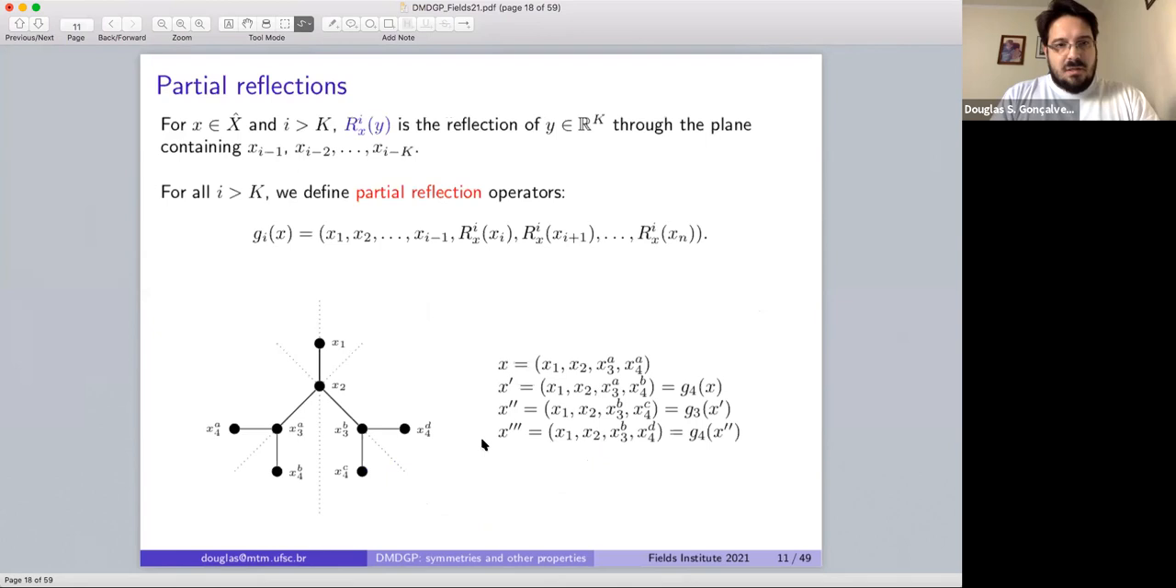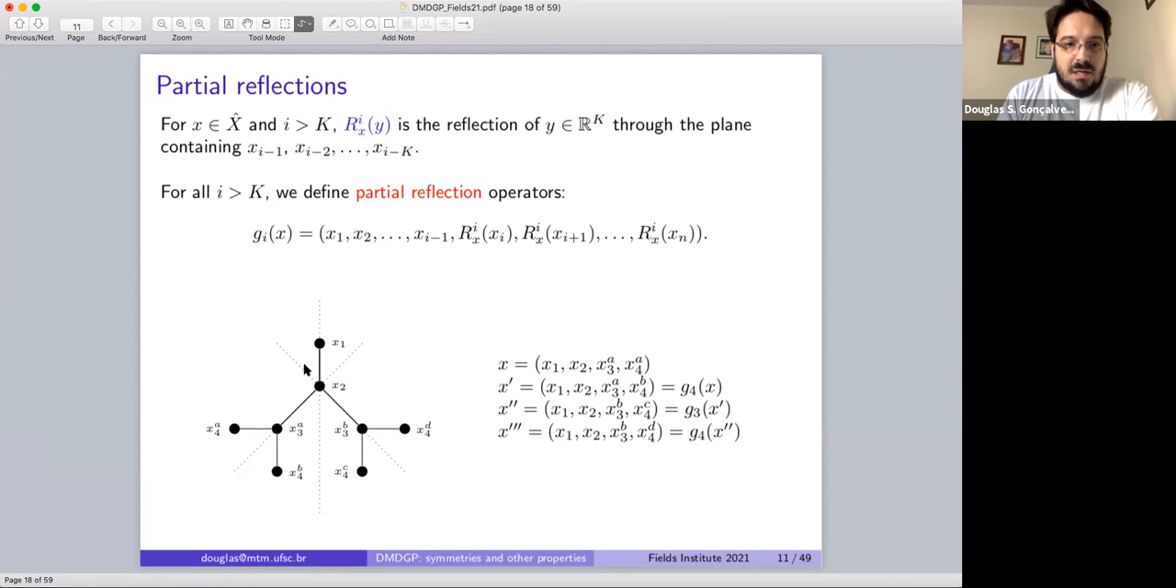So we also need the concept of partial reflections. In order to define the partial reflections, we will consider candidate realizations in X hat. And for every vertex with index i greater than k, we will define this operator, which is a reflector, applied to i. It is the reflection of y through the hyperplane defined by the positions x i minus 1, x i minus 2, up to x i minus k. And it's important to note that these points depend on the realization you are considering.